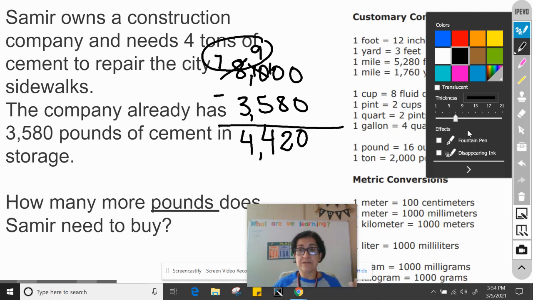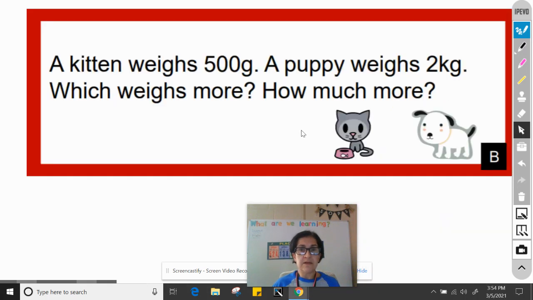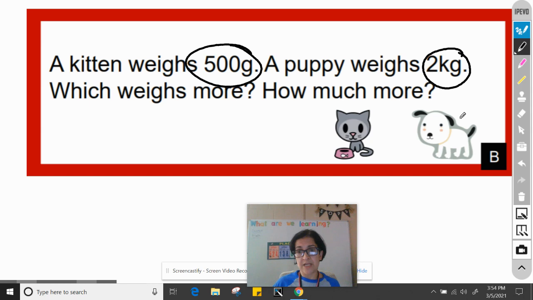4,420 pounds is what he still needs to buy. Okay, I don't know if I have any other problem. Or I have one here. I'm not going to be solving it, but I just want to say a kitten weighs 500 grams. A puppy weighs 2 kilograms. Which weighs more? Well, for you to be able to compare, you need to change.